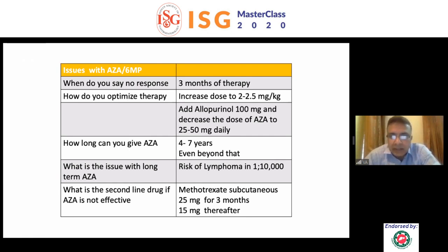How do you optimize therapy if the patient is not responding? Increase the dose up to 2 to 2.5 milligram per kg. Or even if you do not have metabolite levels, you can add allopurinol 100 milligram and decrease the dose of azathioprine to 25 to 50 milligram.